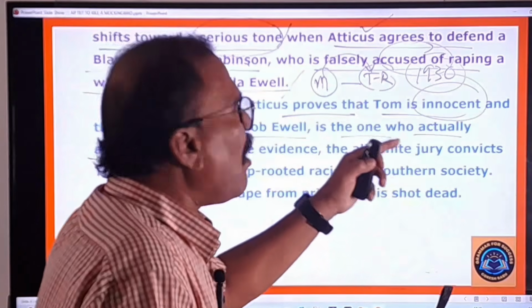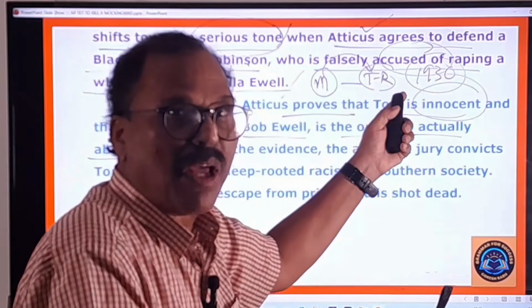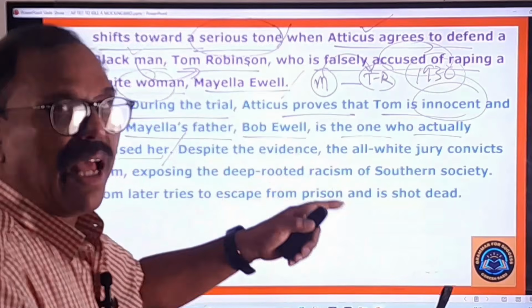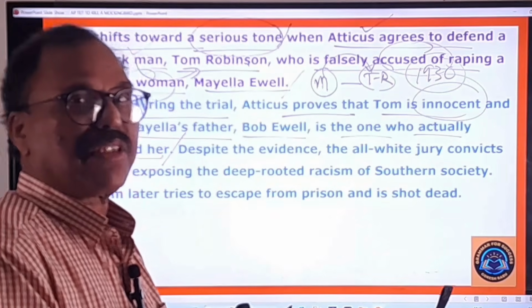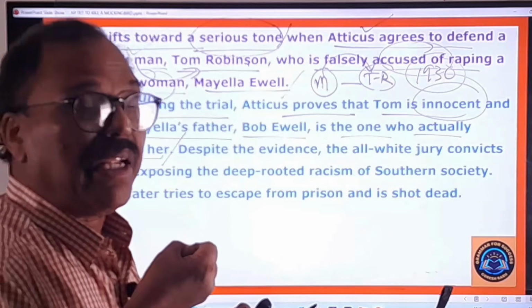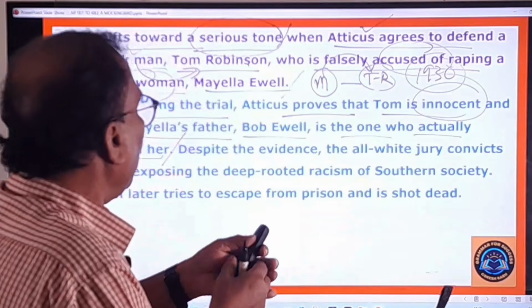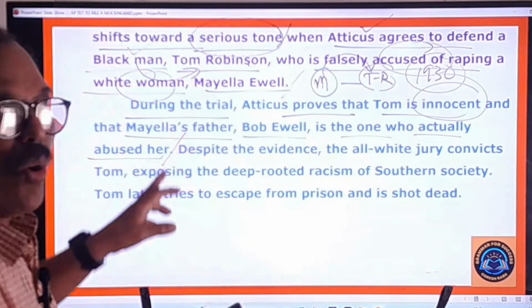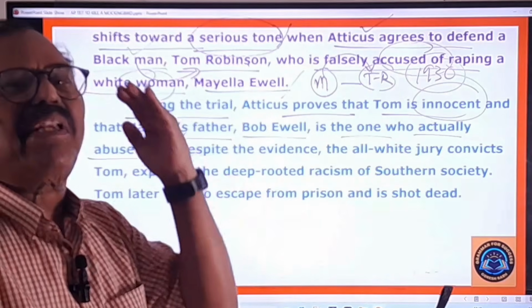And in the act of giving a kiss to Tom Robinson, Bob Ewell happened to see that. He becomes very much infuriated and he doesn't like it. And what does he do? He brings Mayella home and he beats her very severely.